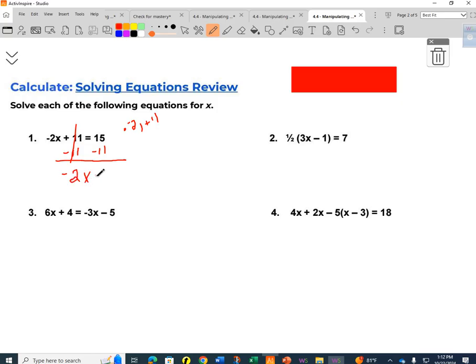So negative 2 times x equals 4. So 11 was added to the term that had the x. We undid that by subtracting. Now x is being multiplied by negative 2, so we're going to undo that by dividing by negative 2.